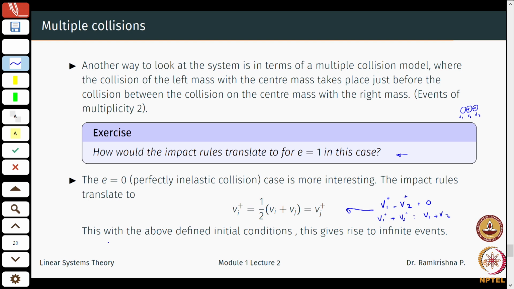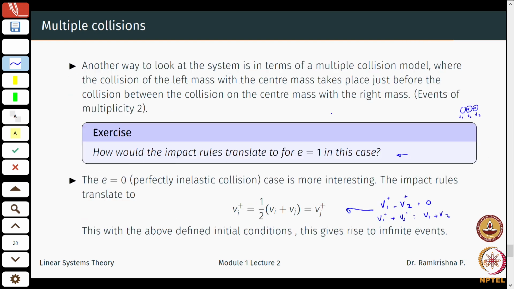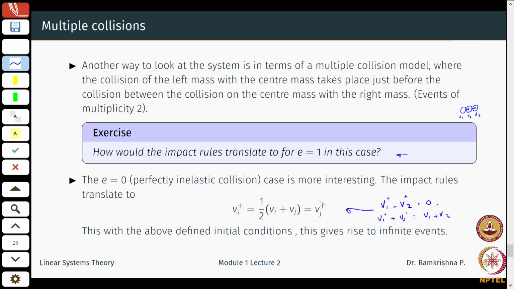Now, with these defined conditions, this will give rise to infinite events. This will collide with this, collide with this, come back, collide, and so on. Now, how do the velocities change in this case? This turns out to be pretty interesting. At event 0, just before the collision, V1 is 1, V2 is 0, V3 is 0. When the first collision happens, when the left and the center collide, the velocities will be 1 by 2, 1 by 2, just by this formula here. It is derived again from those two impact laws.